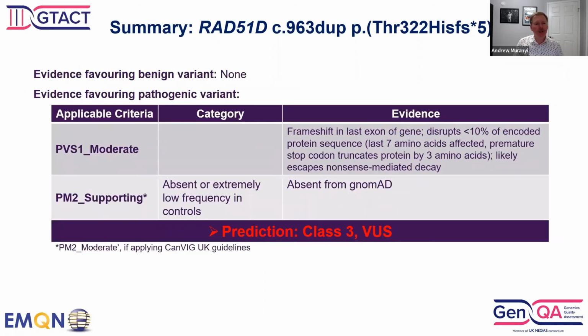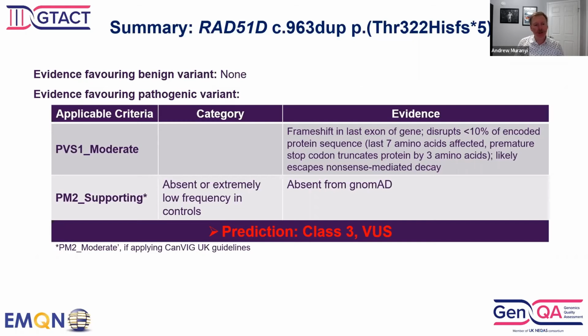So evidence favoring this variant being benign, we weren't able to find any. Evidence favoring this variant being pathogenic is PVS1 moderate. This is a frameshift in the last exon of the gene, and it disrupts less than 10% of the encoded protein sequence. It's predicted to escape nonsense-mediated decay, and so that arrives at PVS1 moderate. And PM2 supporting as per the ACMG guidelines, as this is absent from the gnomAD database.